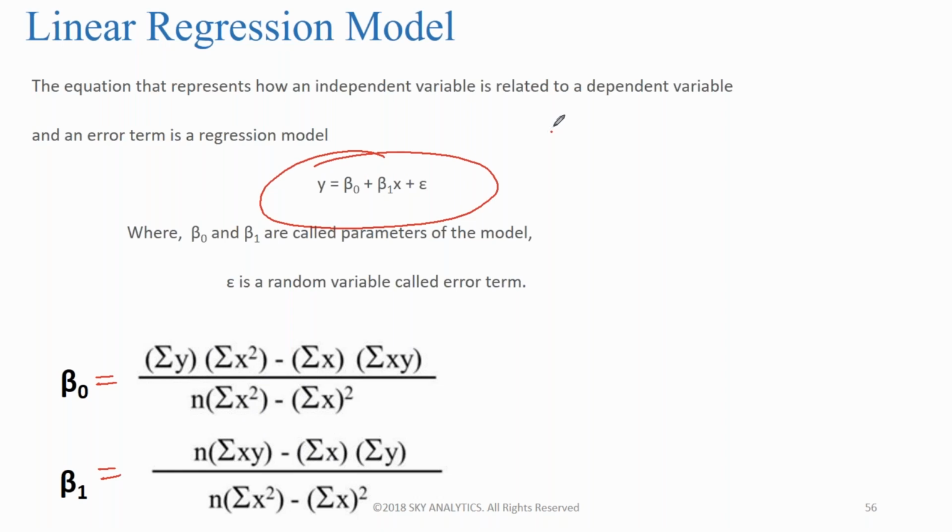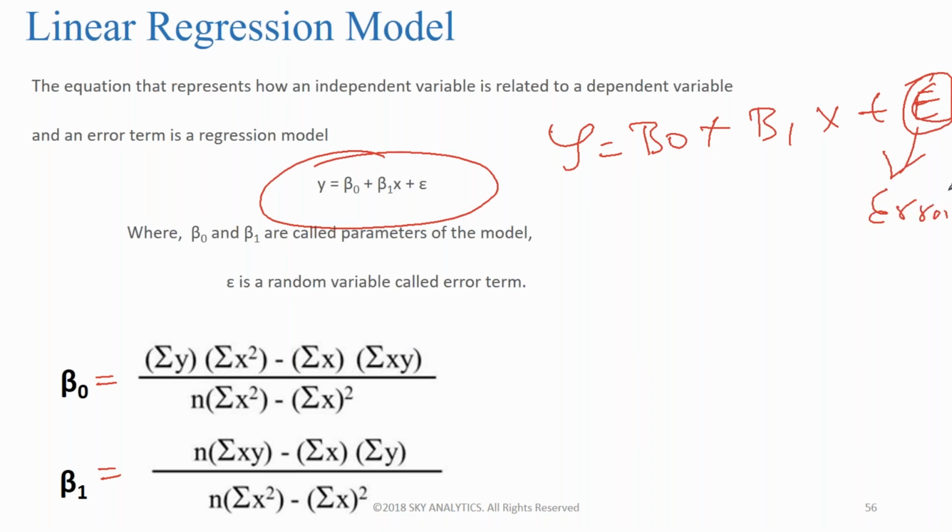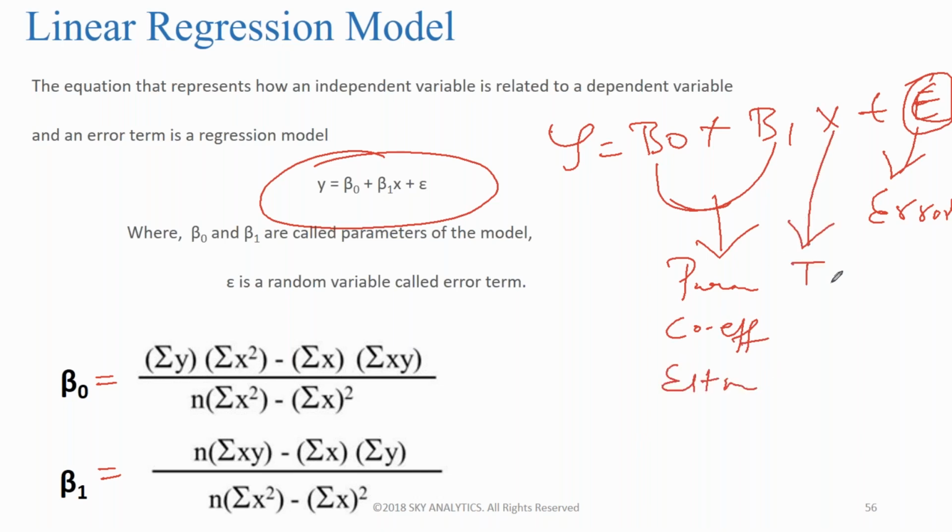If somebody asks you what the regression equation is, you should say y is equal to beta naught plus beta 1x plus epsilon. What is this epsilon? It is your error term. Beta naught and beta 1 together are called parameters, coefficients or estimates, and x is your input.